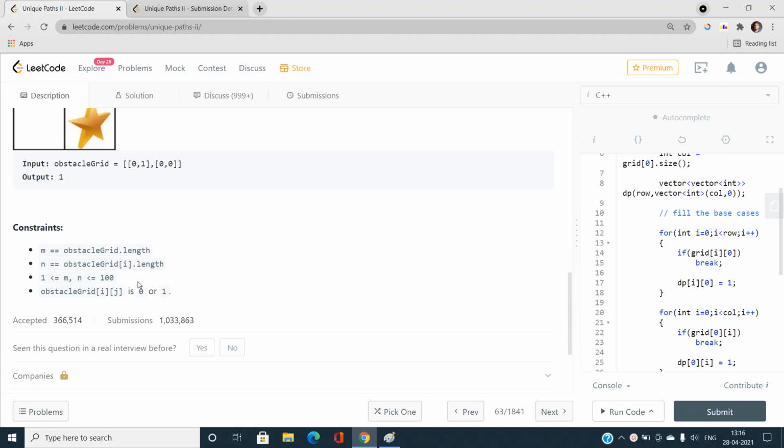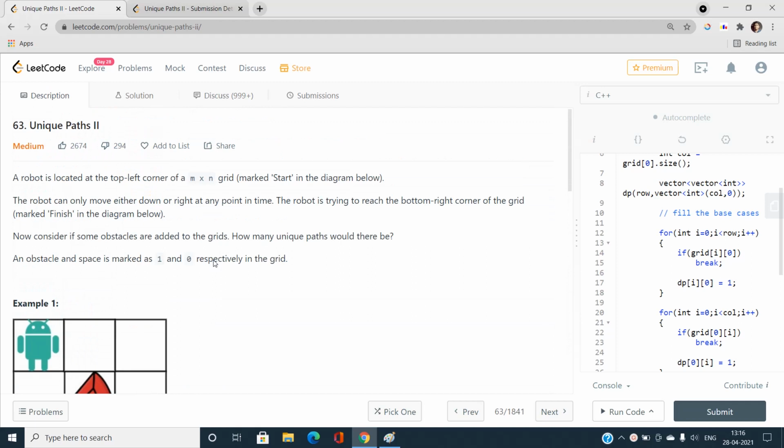Obstacle grid[i][j] is either 0 or 1. 0 denotes the space where the robot can move, and 1 denotes certain cells which should not be visited, that is, there are obstacles placed on them. Let's try to understand this problem with the help of an example, and we will together find the best solution of this problem. So let's move further.